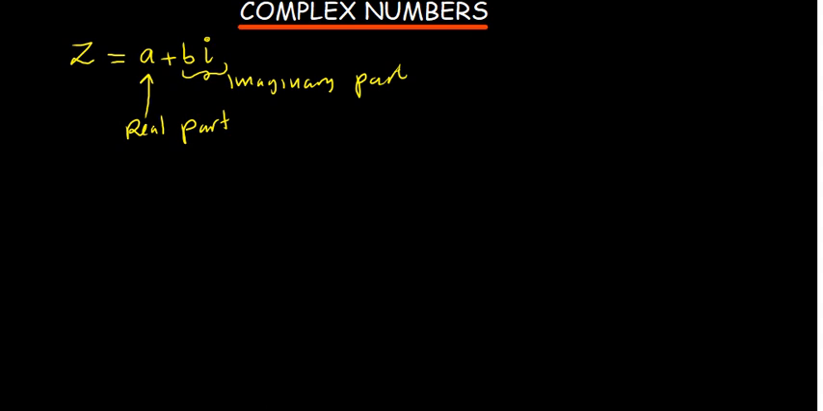Now here the a we can see and the b we can see here, these are real numbers. So the i is the imaginary root. So such is a complex number.